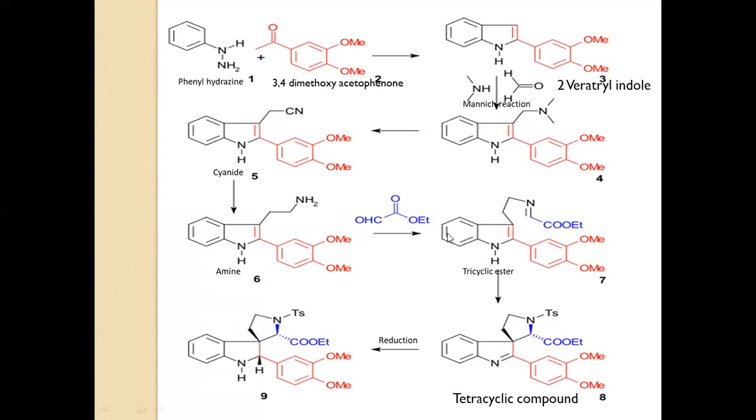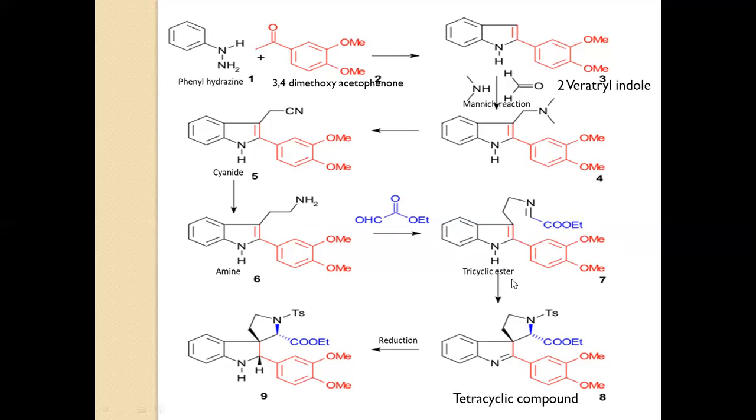This amine reacts with the aldehyde of the ester. So this aldehyde of the ester reacts with the amine. Here the hydrogens and oxygen move out as a water molecule. Dehydration, removal of water, takes place. So the nitrogen attaches to the carbon through a double bond. You can see nitrogen attached to the carbon through a double bond. Here we have 3 rings, 1, 2, 3 rings, and the ester is formed. We call this a tricyclic ester.